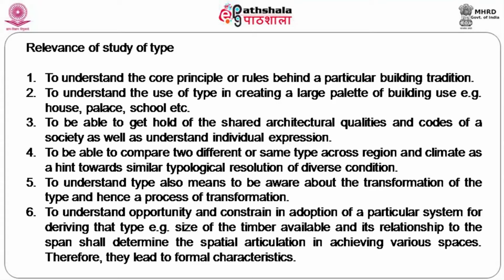And the sixth is to understand opportunity and constraint in the adoption of a particular system of deriving that type, for example the size of timber available and its relationship to the span. What I mean here is that sometimes the available material also determines the type itself. There are certain spans only you can make, and therefore the scale or size of the spaces is of a certain kind, which gives you a certain idea of the type itself. And why is it continuing in some way? The hint is the construction system or the material that is used to make it.